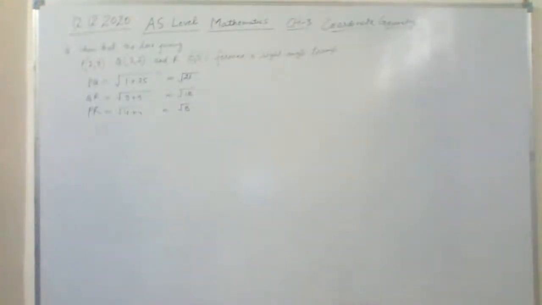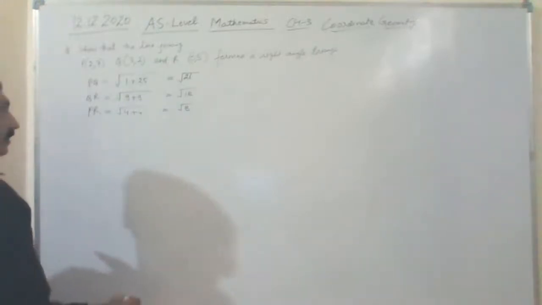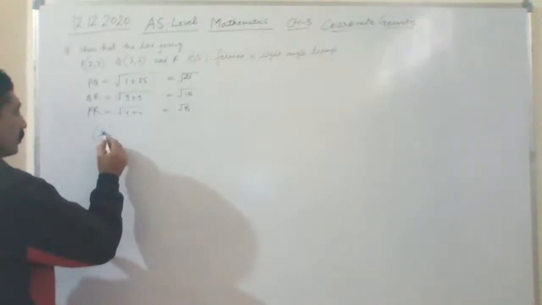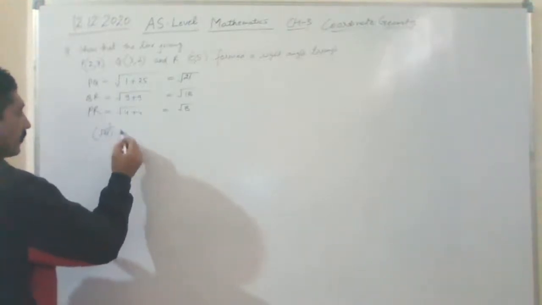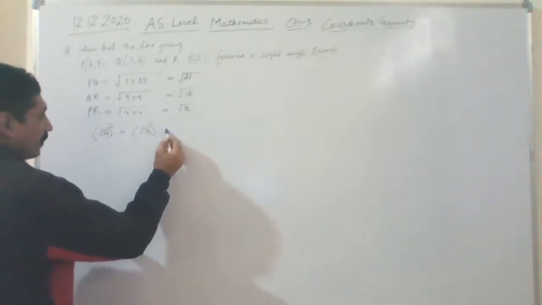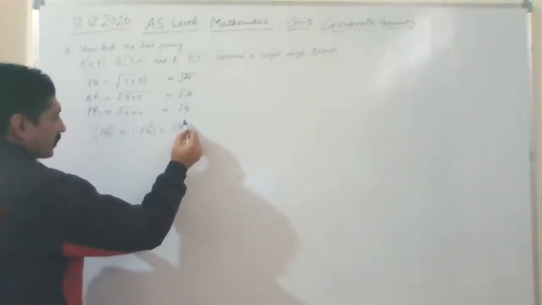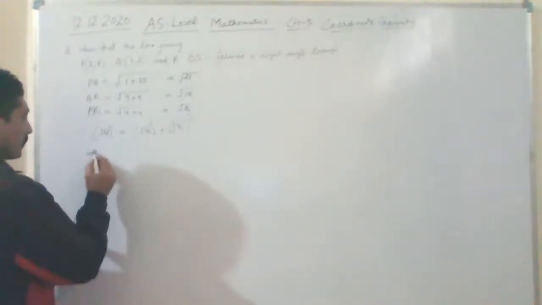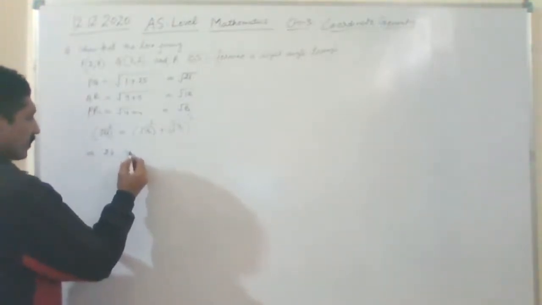So here under root 8, under root 18 and under root 26. So here we will check that under root 26 whole square is equal to under root 18 whole square plus under root 8 whole square, right? So here we have square is 26.